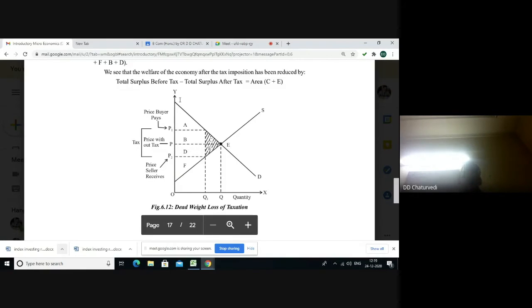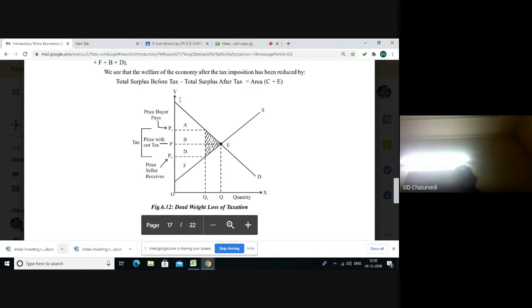So we can say tax burden on the buyer is equal to PP1 and tax burden on the seller is equal to PP2. When this tax is imposed, the new equilibrium quantity will be OQ1. In this diagram, we can compute consumer surplus, producer surplus, and the tax revenue.